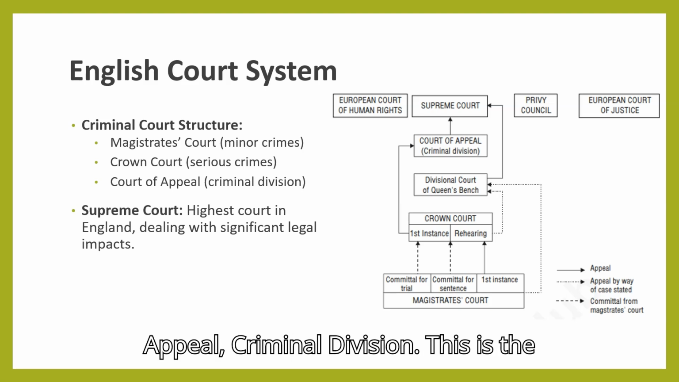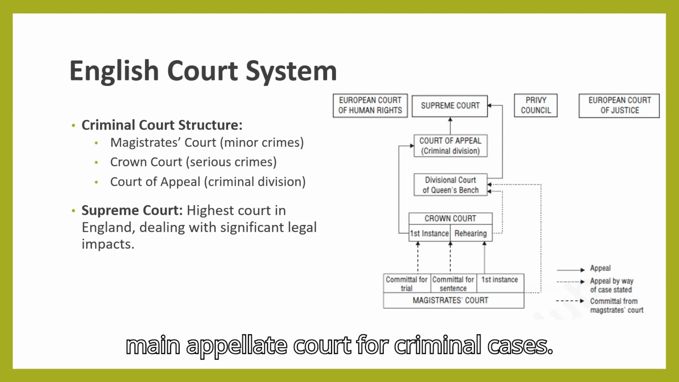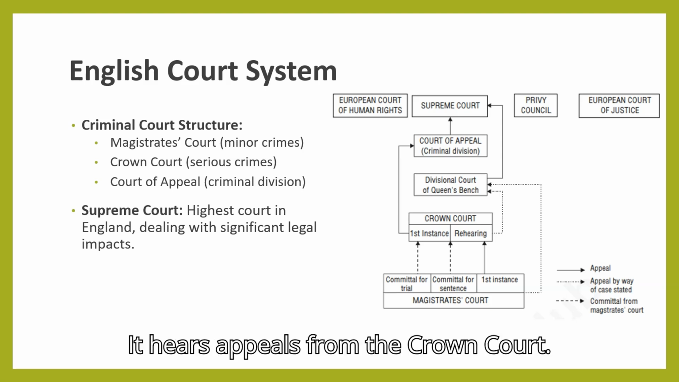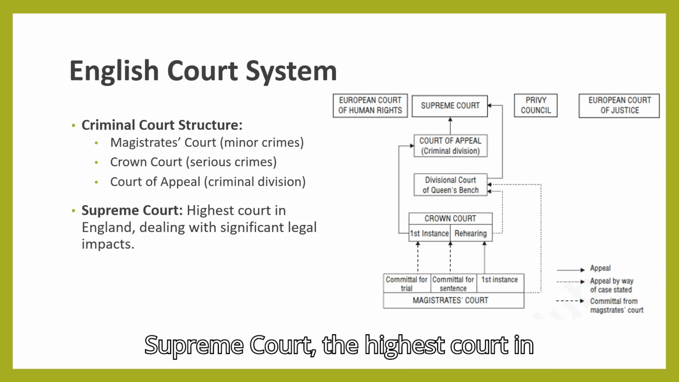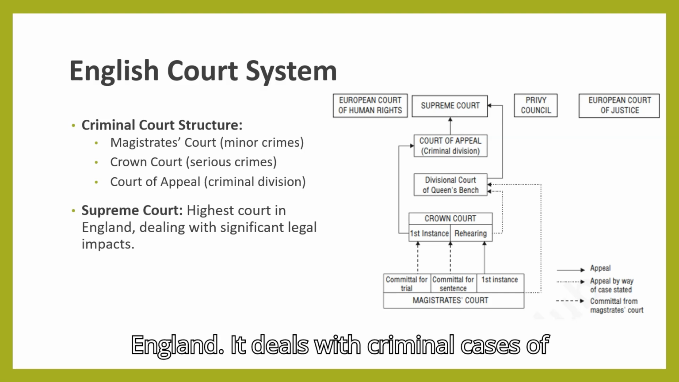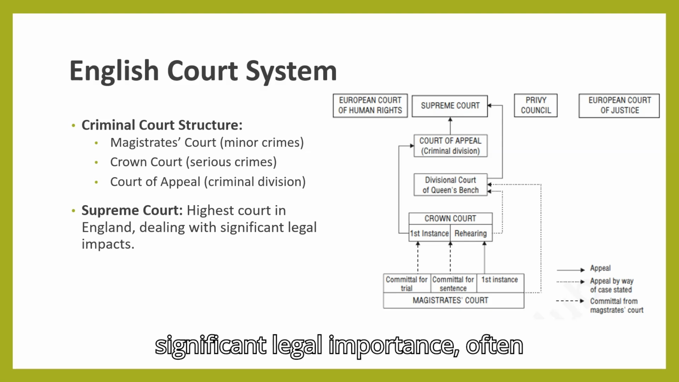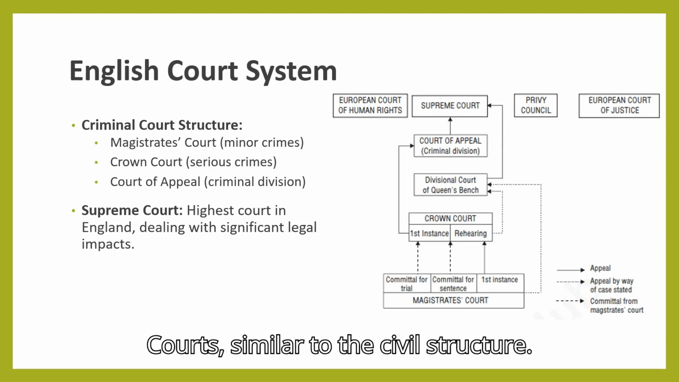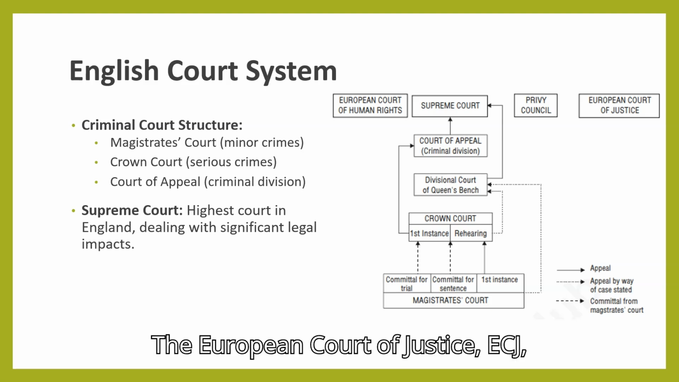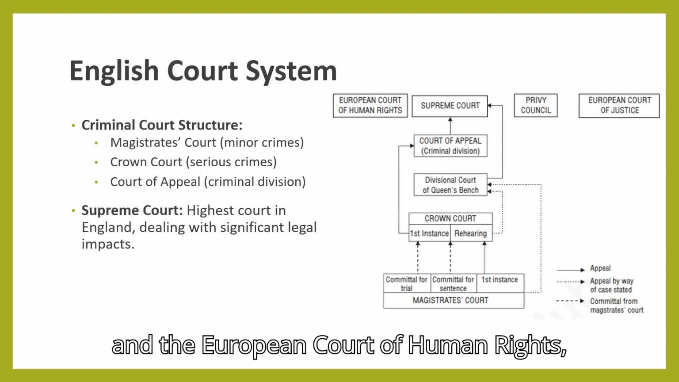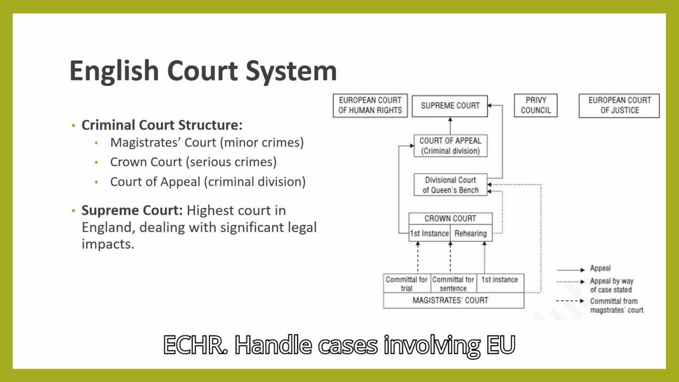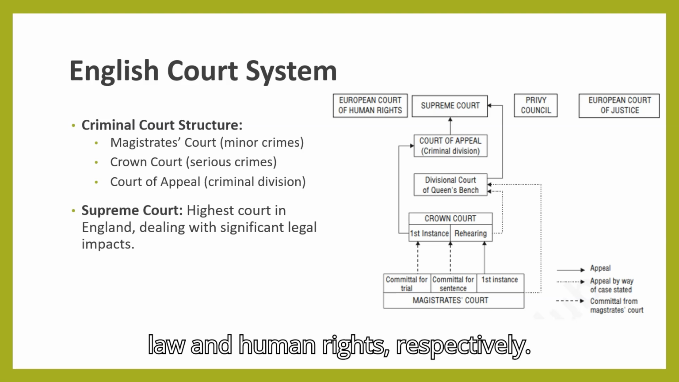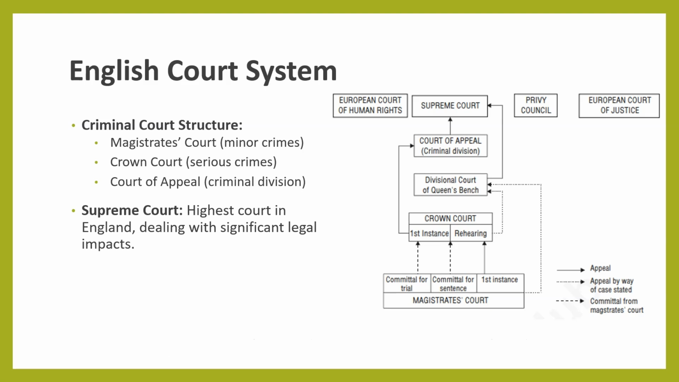Court of Appeal, Criminal Division, this is the main appellate court for criminal cases. It hears appeals from the Crown Court. Supreme Court, the highest court in England. It deals with criminal cases of significant legal importance, often involving complex points of law. European courts. Similar to the civil structure, the European Court of Justice, ECJ, and the European Court of Human Rights, ECHR, handle cases involving EU law and human rights, respectively.